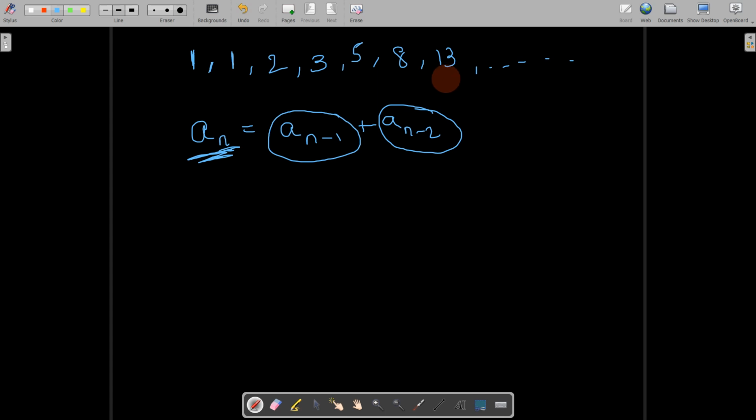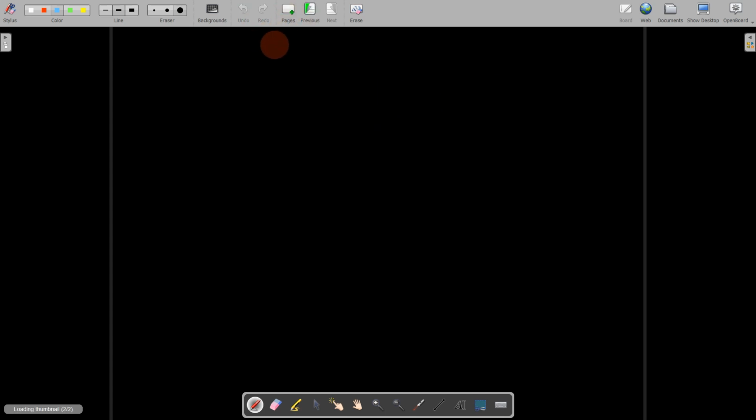This is how the Fibonacci series is defined mathematically. But let us talk about how the Fibonacci series was identified in the real world. It was by studying the growth pattern of rabbits every month.